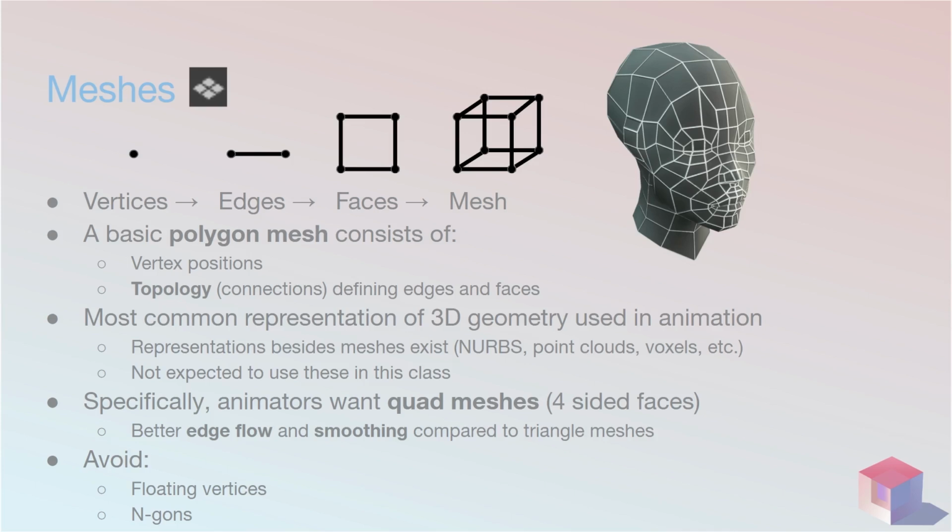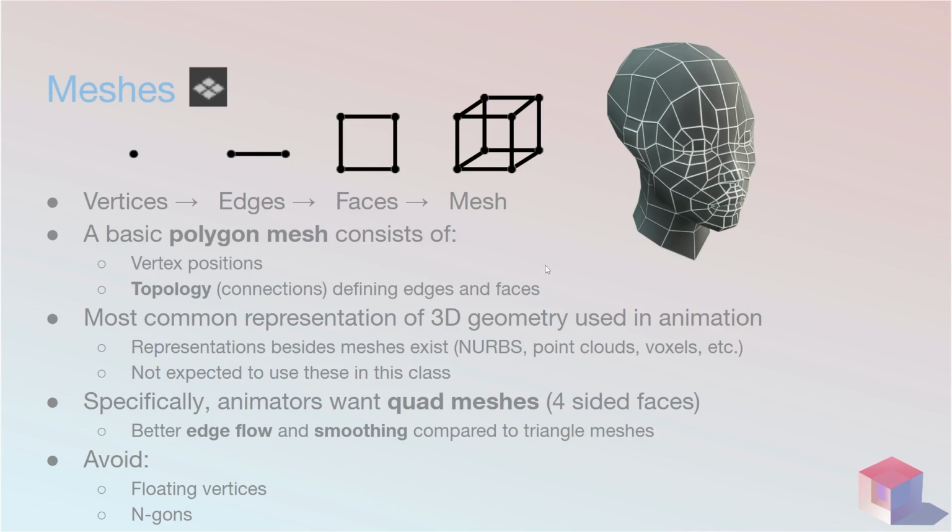Specifically regarding meshes, we want something called quad meshes, which are four-sided faces. The reason for this is it allows for better edge flow, for smoothing, and for animation purposes, which we'll get into later. And we want to avoid things called floating vertices and n-gons.